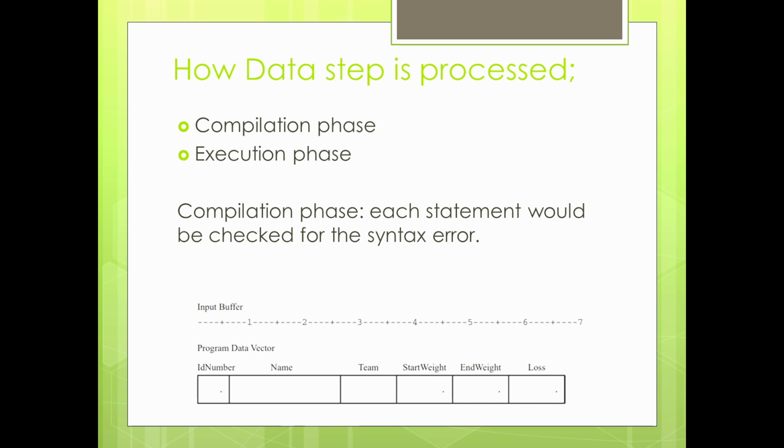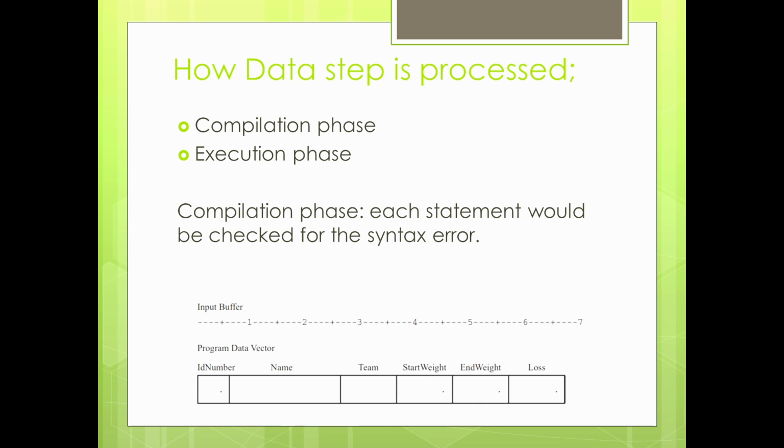At the end of the compilation phase, SAS basically creates three things. One is the input buffer, second is the program data vector, and third is the descriptor portion. In the input buffer, SAS will read the raw data. Initially the raw data is read into the input buffer, and on the program data vector, the dataset is created. If you see in the slide, in the program data vector, initially the input file is read and all variables are created. After that, the dataset is created from the PDV.